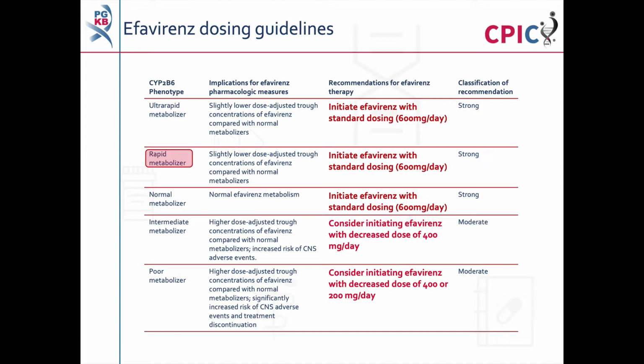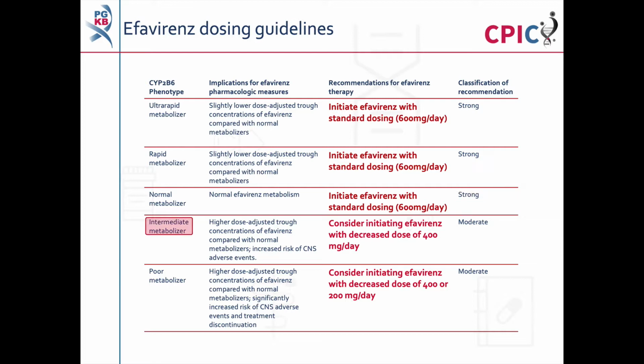Patients with a CYP2B6 rapid metabolizer phenotype will have slightly decreased dose-adjusted trough concentrations of efavirenz compared to normal metabolizers. These patients can initiate efavirenz therapy with standard dosing. This is a strong recommendation. Patients with a CYP2B6 normal metabolizer phenotype will have normal metabolism of efavirenz. These patients can initiate efavirenz therapy with standard dosing. This is a strong recommendation.